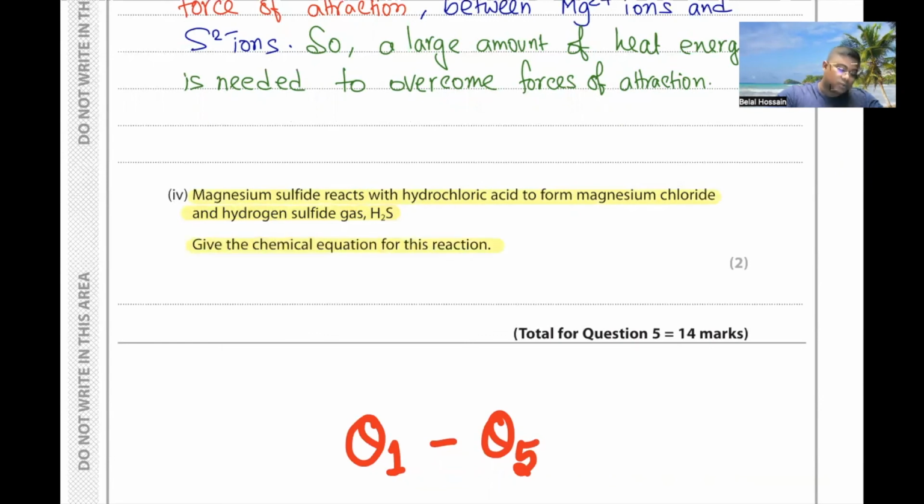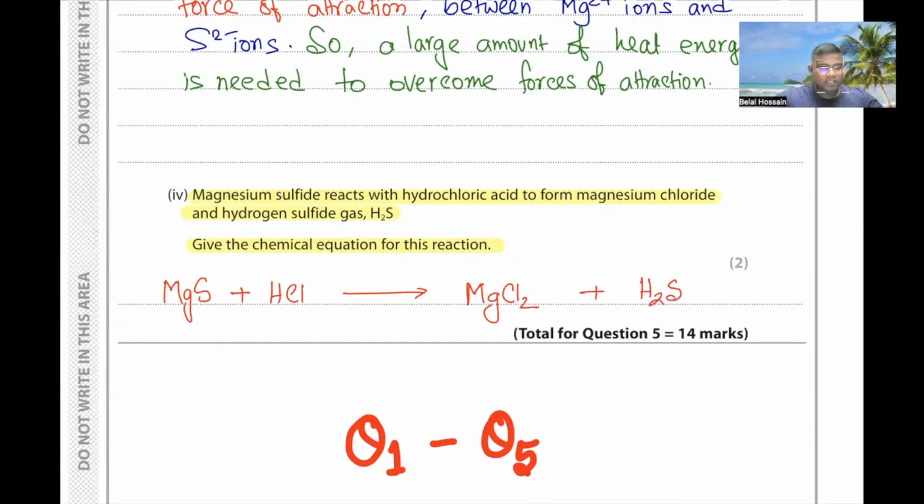So guys, when doing a chemical equation like this, we got to remember that first thing first, we got to follow the statement. They said magnesium sulfide, so we already know what magnesium sulfide is. All right, it reacts with hydrochloric acid, so we're going to write HCl. And then that produces magnesium chloride, so MgCl2 will be the magnesium chloride, and hydrogen sulfide, which is H2S.